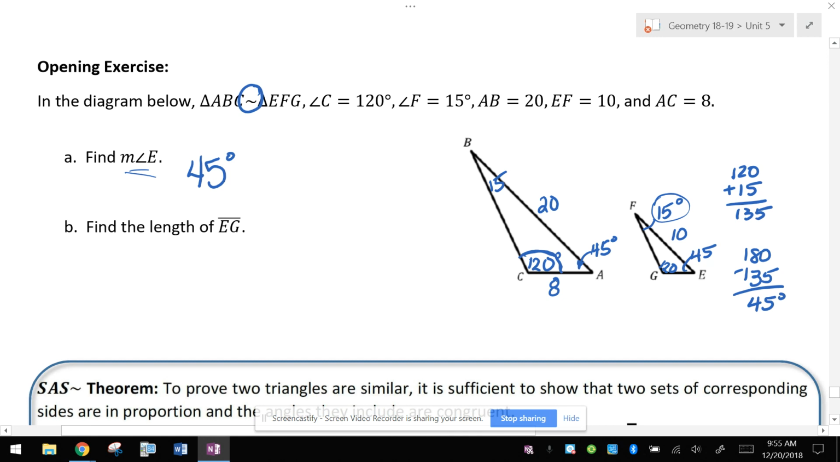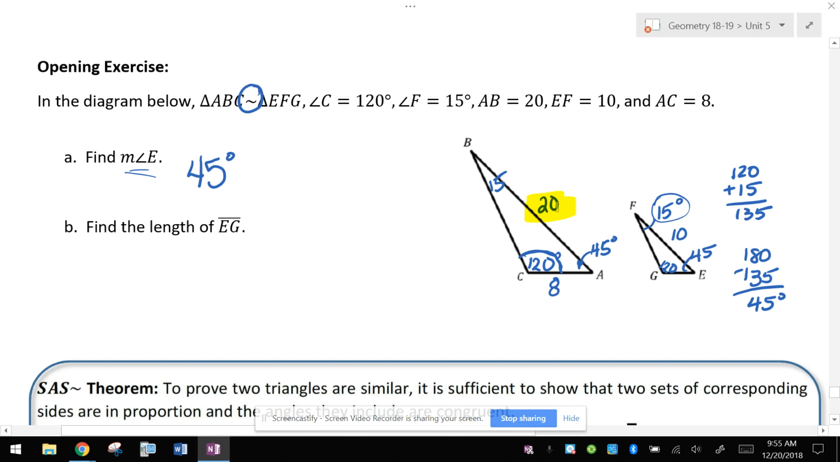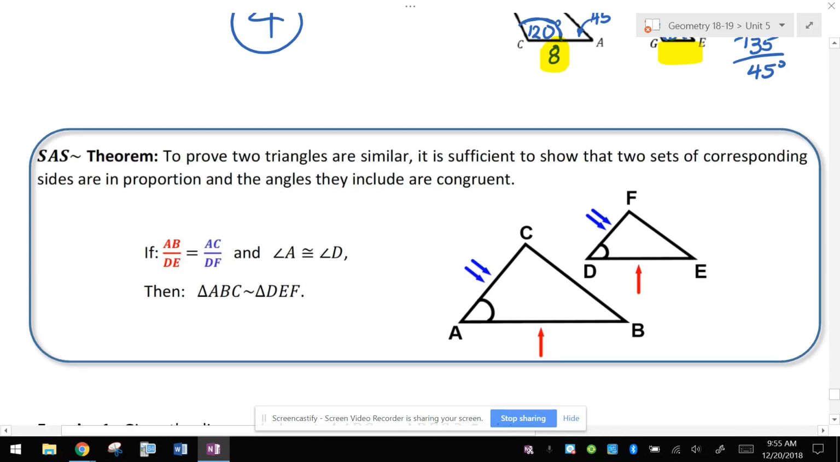And then it says find the length of EG, and if I'm going to do that, I'm honestly just going to use my noggin and say that the second triangle is half the size of the first triangle. So if AC is 8, EG would be half of that. So EG is going to be 4. Ta-da, done. Okay, cool. Now, moving on.